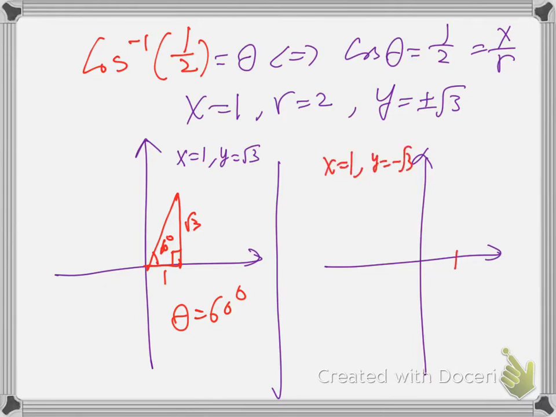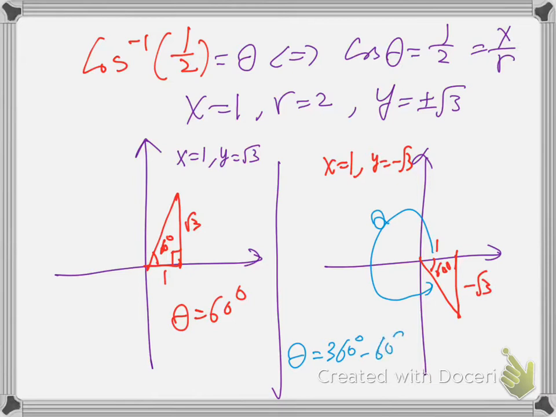Now the second case, x is 1, y is negative radical 3. So x is 1 here, and then negative radical 3. This is the reference angle 60. So what's our angle? The angle is outside, so this is the angle theta. Theta is the whole circle minus 60, so this is 300. So find x, y, r first, and then draw pictures. You're going to find the inverse trig.